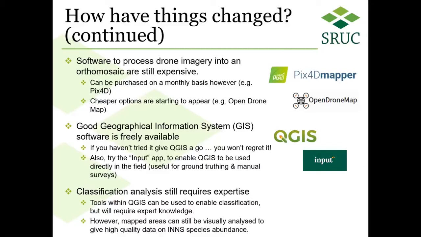Open Drone Map, I've never actually used it, but it looks to be a lot cheaper. I think it's about £100 for a year, which is pretty good if it's effective, which it probably is, because most open source stuff is getting better and better nowadays.